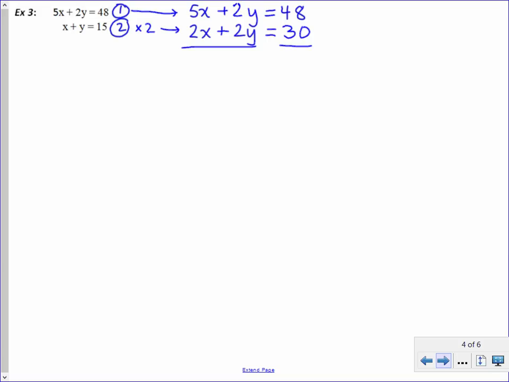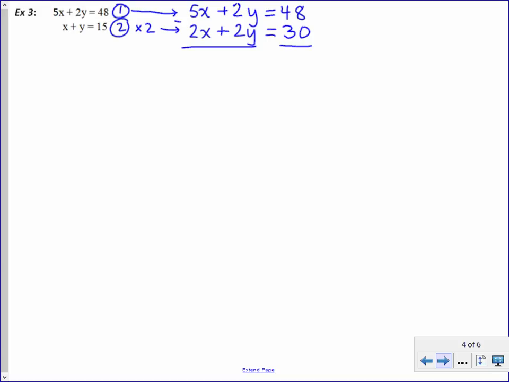Same sign. I'm going to give you a little bit of a memory device there. Do you guys see there's the same sign in front of the two y's? Same sign subtract. Opposite add. Same sign subtract. Opposite add. So I see same sign, so I'm going to subtract.